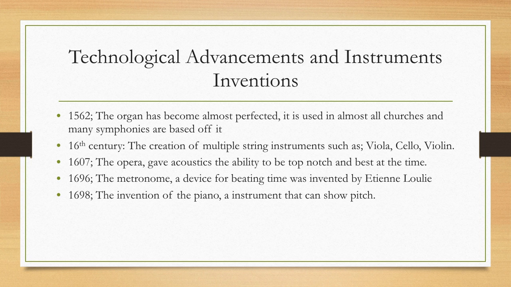Technological advancements and instrument inventions. This is a big part of it because without these inventions, we probably wouldn't have most of the things we do in symphonies now. The organ, the viola, cello, and violin in the 16th century. Opera homes gave us the ability to have a better top-notch acoustic setting. Then we have the metronome that allows someone that may not have as great rhythm to now keep the beat.